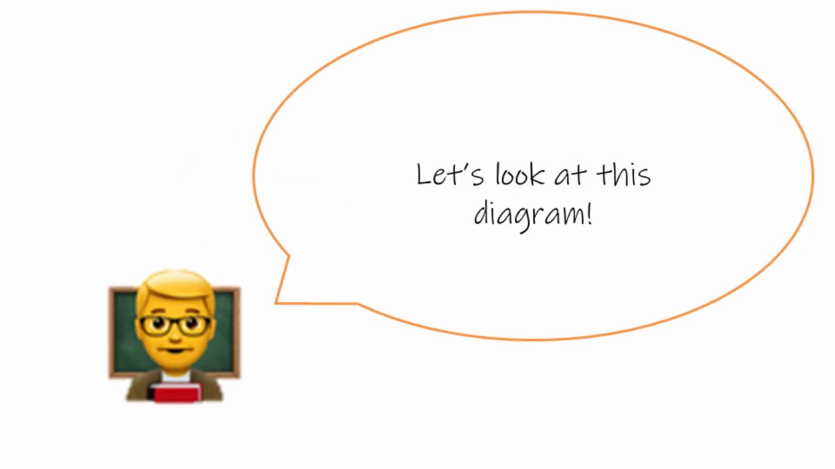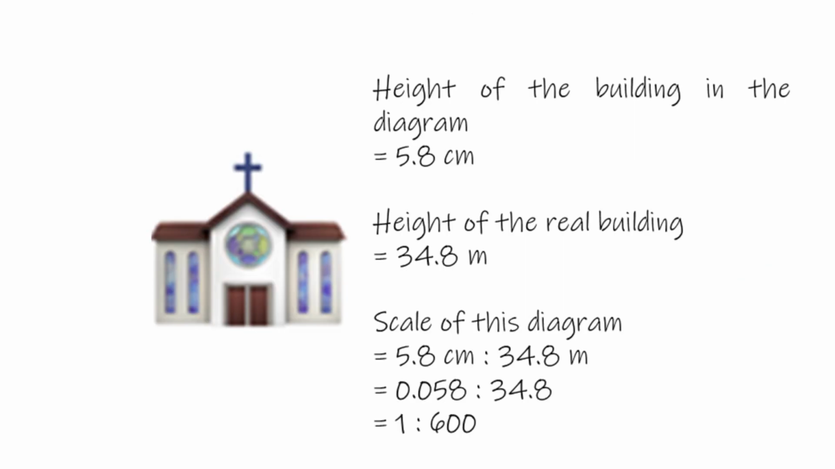Now let's look at this diagram. The height of the building in the diagram is 5.8 cm. The height of the real building is 34.8 meters. The scale of the diagram can be calculated as 5.8 cm to 34.8 meters, which equals 0.058 to 34.8. The scale of this drawing is then expressed as 1 to 600.